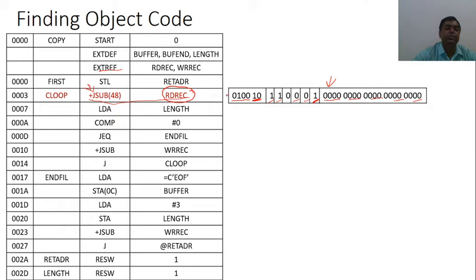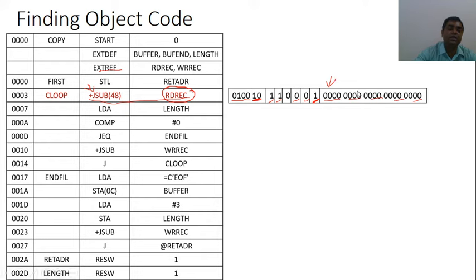Because when the modification requires the value of RDREC for adding at this position, the RDREC control section will be loaded into primary memory. And when the RDREC control section is loaded into the primary memory, at that time we can get the exact value of RDREC, and that value of RDREC will be added here by the loader. Then we will get the exact value of RDREC that is required here. That's why it is not filled here, and that's why it is written as 0 0 0 0 0 0 like that.